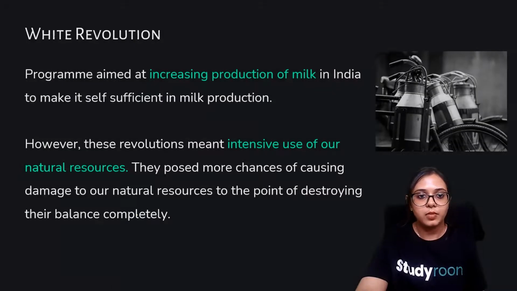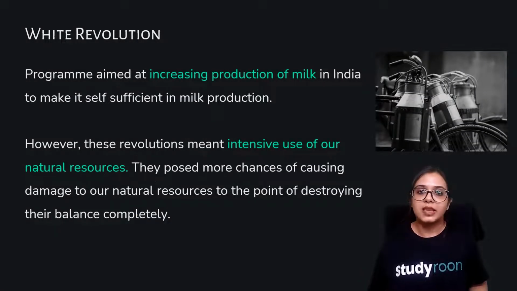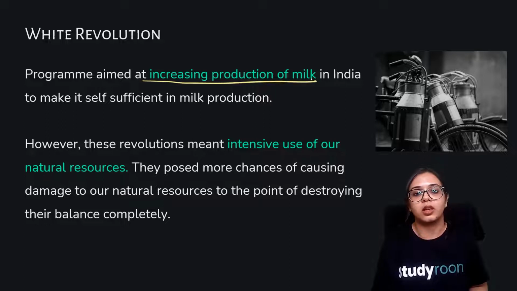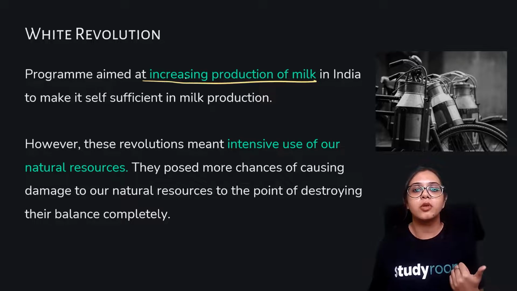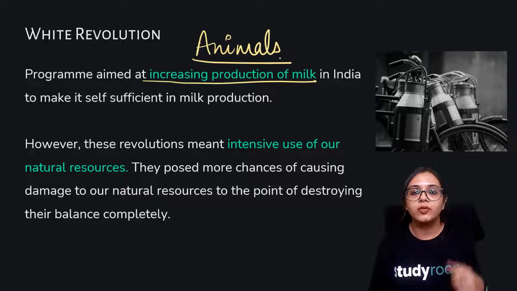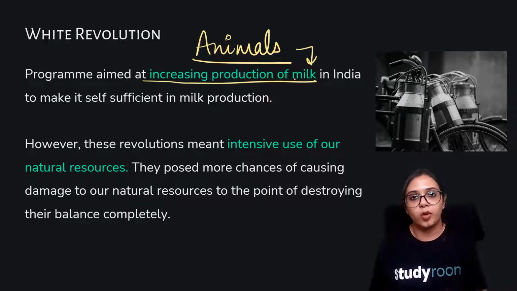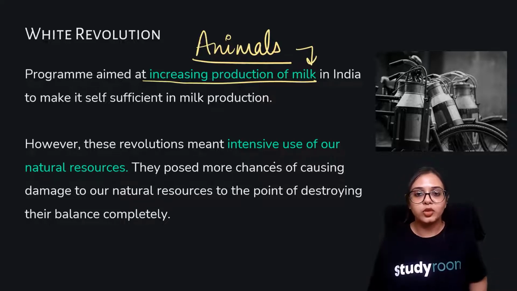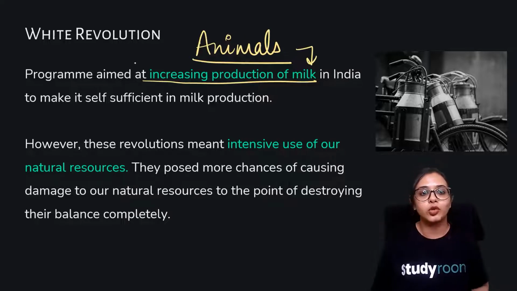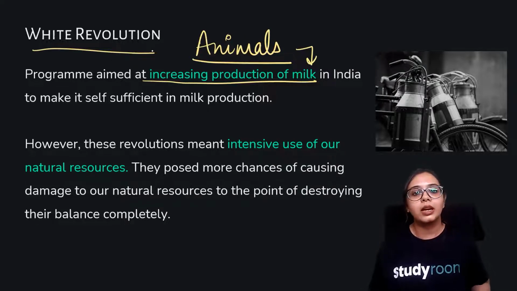Okay, then the white revolution was aimed at increasing the production of milk. So we are getting our nutrients not just from plants but also from animals. The major area in which we are getting food from animals is the dairy area, where we are getting milk and, say, eggs and other dairy products. Especially to increase the production of milk, this white revolution was started, so that India can be self-sufficient in production. It does not need to import milk from other countries.